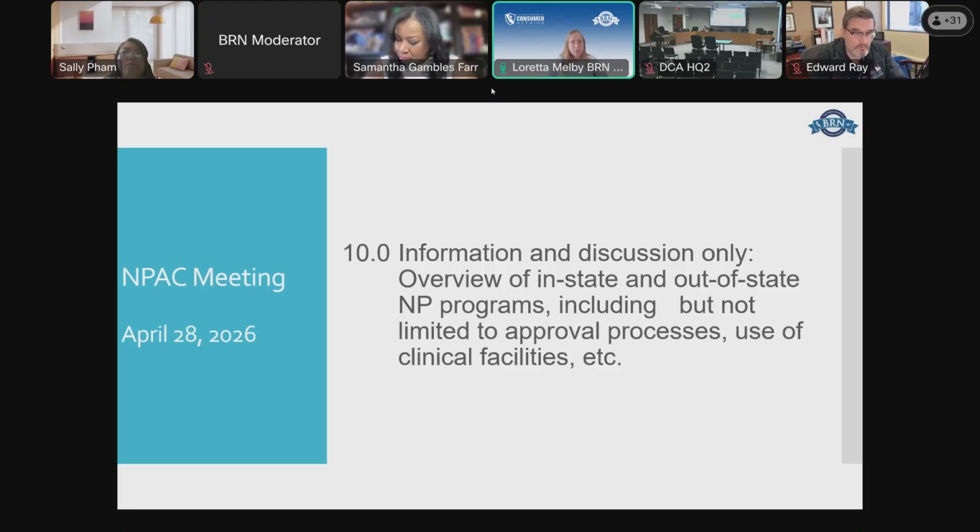In-state nurse practitioner programs are not required to get enrollment approval requests through us. So if they want to grow, they just let us know that they're growing. This is the track that they're doing, and this is how many students they're going to have. And then they grow. It is less of an oversight that we have than what people are used to looking at with pre-licensure nursing programs.